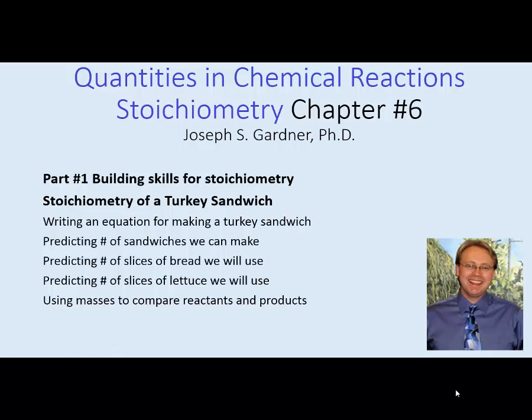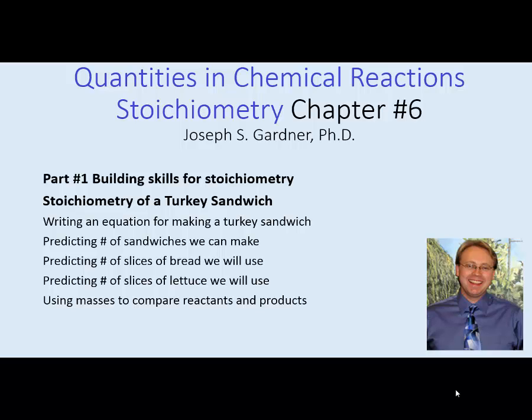We're going to be talking about Chapter 6 today, involving quantities and chemical reactions. When we're talking about quantities and chemical reactions, we're going to be looking at what we call stoichiometry. I will define this in greater detail in just the next slide. But first of all, before we get started, what we're going to be doing in this specific discussion is looking at how to build skills for doing stoichiometry calculations by looking at an analogy to putting together a turkey sandwich.